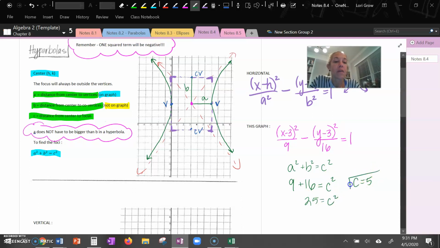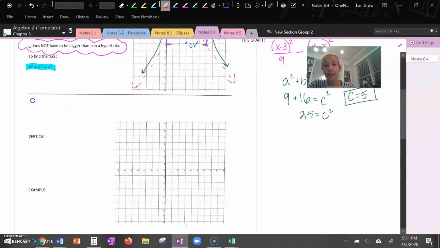be 5. Remember, c tells you the distance from the center to the focus, and the foci are always going to be outside the vertices. Wherever the vertices are, the foci will be right outside them. So from the center, I'll count out 5, and this is a focus. And this is a focus. And you're finished.